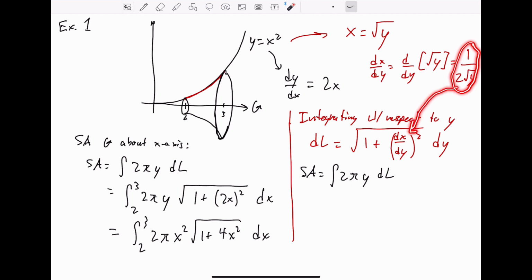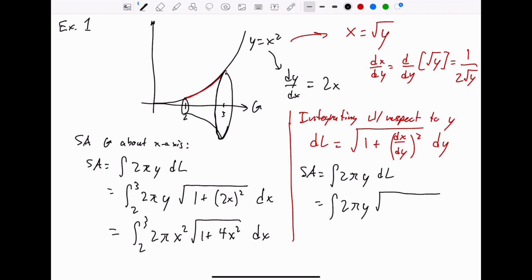We will substitute that into the expression for dl, and then we'll have an integral with respect to y. So the surface area integral is 2 pi y, and now dl is the square root of 1 plus, and we just found that dx over dy is 1 over 2 square root of y, integrating now with respect to y. We need limits of integration now. This should be a definite integral. The limits of integration are going to be y values. They are the y values of these points.